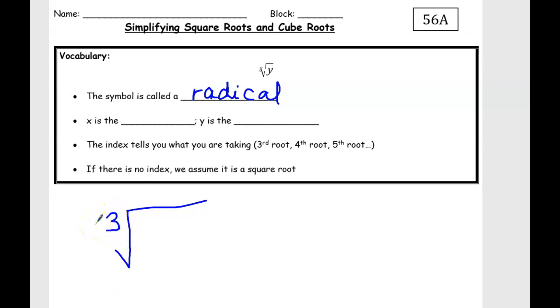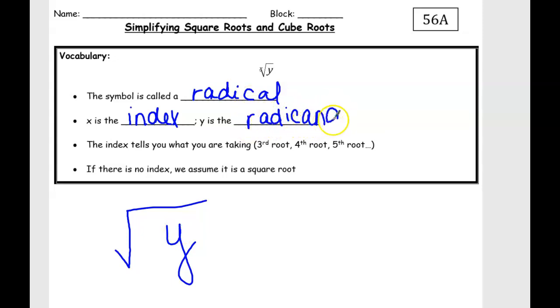So the x itself is called the index. If we set it up like that, the x would be the index. A lot of times it's either a 3, or if it's nothing, it's a 2. And the y in this example is known as the radicand. The radicand is the term that is underneath the radical sign.